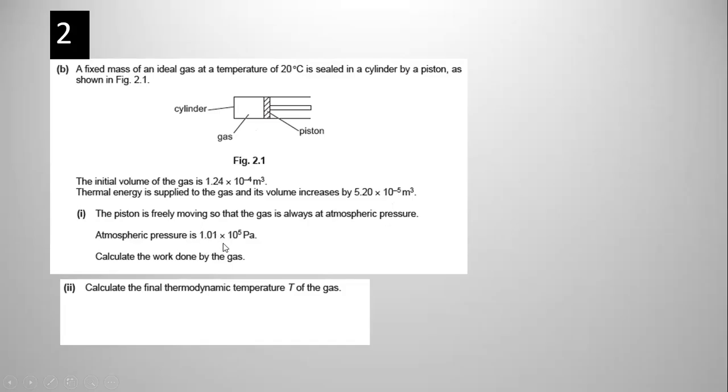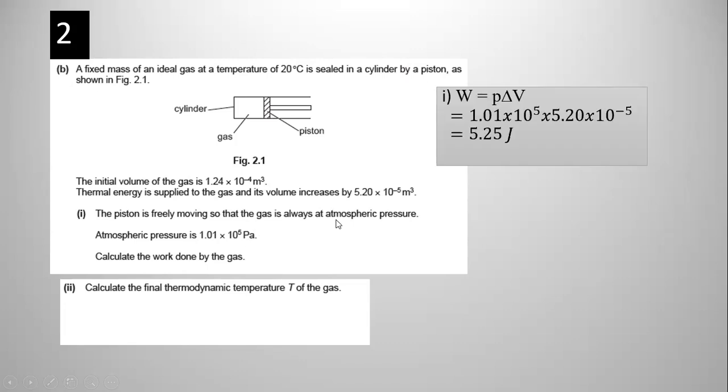Atmospheric pressure is given. Calculate the work done by the gas. Right? Just W equals P delta V. That's your P. Delta V is given. So it's 5.25 joules.